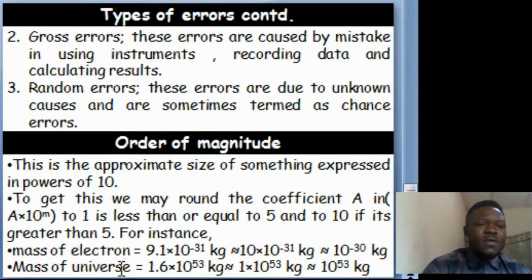Now, the mass of the universe is 1.6 times 10 raised to power 53. 1.6 is less than 5. That's why we round it off to 1. So 10 raised to power 53, and approximately you can say the mass of the universe is 10 raised to power 53.